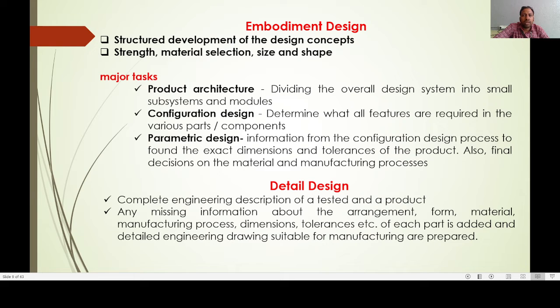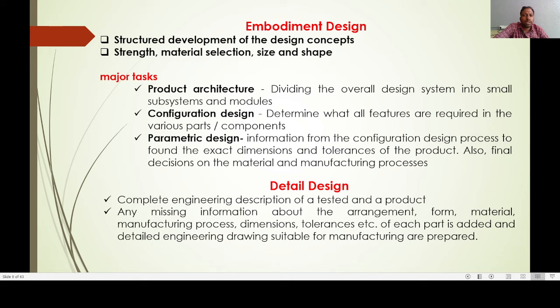Embodiment design is defined by the structured development of the design component. Structured development gives the perfect geometrical shape to the component. The perfect geometrical shape involves strength, material selection, size and shape of the component. In the embodiment design, there are the following major tasks. First one is product architecture, second one is configuration design, and third one is parametric design.